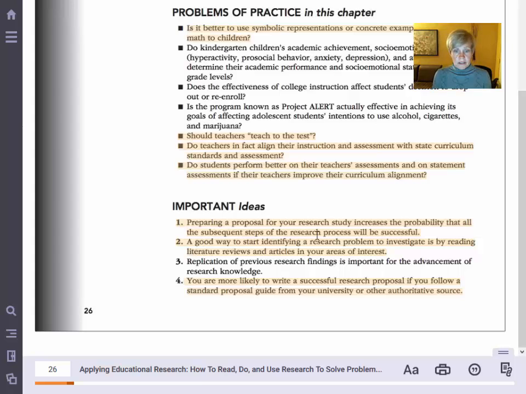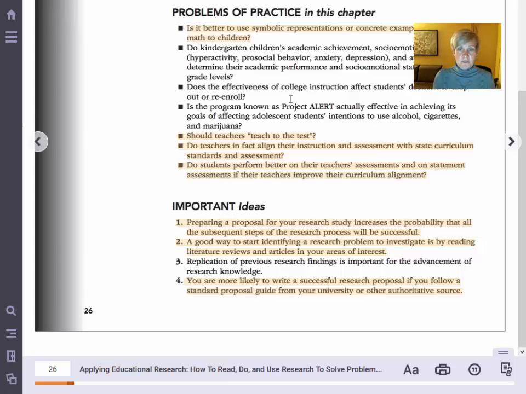A good way to start identifying research problems is to investigate the literature, reviews, and articles in your area of interest, and that happens with a Google search. And we'll talk about that, a Google Scholar search in particular, to look for any kind of research that's been done on something that really interests you. If it's this concrete thing on math or teaching to the test, and a whole bunch of other kinds of issues that were addressed in the previous chapter.